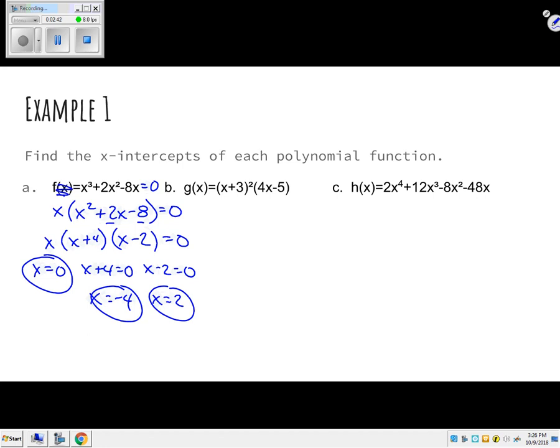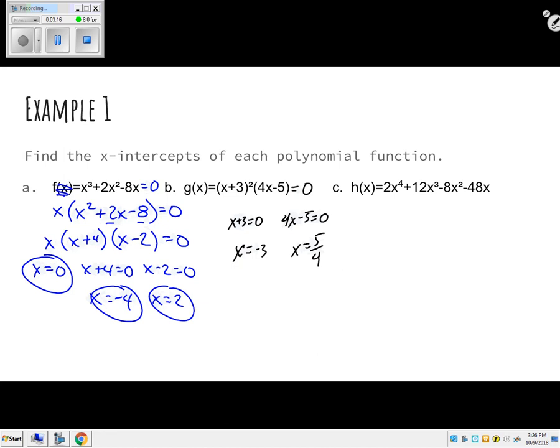Okay. Now g of x is kind of a special case right here whenever I set it equal to 0. It's already in factored form for me. So do not go through and expand out everything and then come back to right where we started. It's already factored. So I can just set what's in parentheses equal to 0 and solve. So if I subtract 3 from both sides, I get x equals -3. Or I can add 5, divide by 4, I get 5/4.